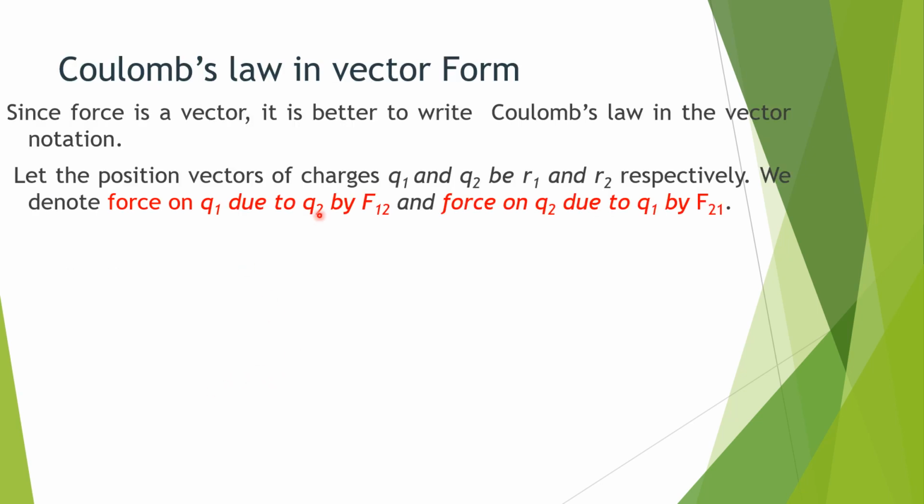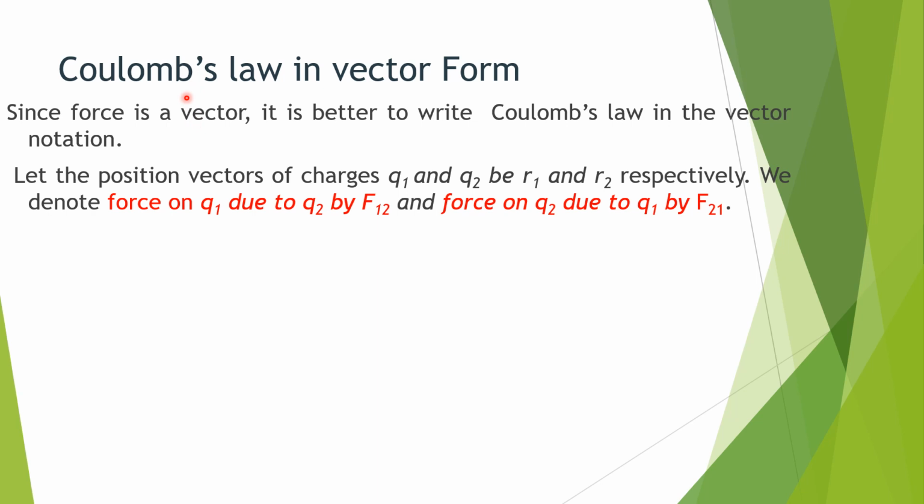Now we'll move on to Coulomb's law in vector form. Why do we have to study Coulomb's law in vector form? Because force is a vector quantity, so it is better to write Coulomb's law in vector notation. One more thing you might have noticed is the resemblance of Coulomb's law and the universal law of gravitation. Last year you studied the universal law of gravitation, so it is similar to Coulomb's law.